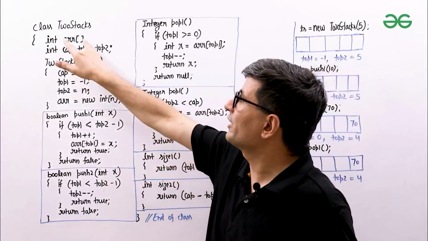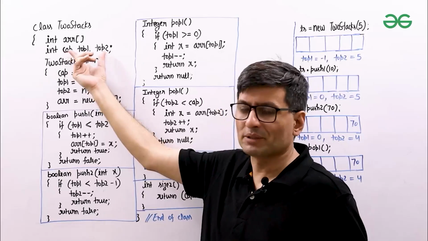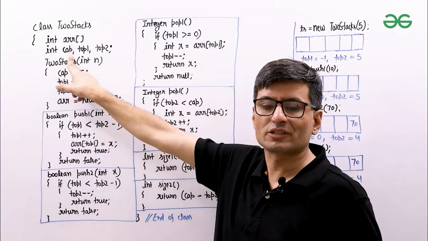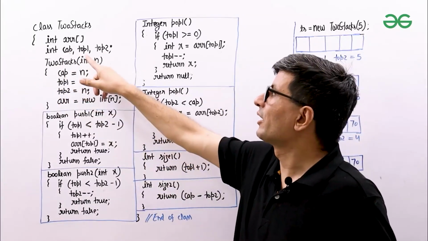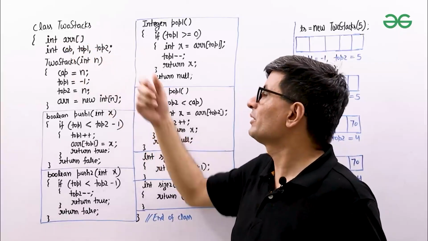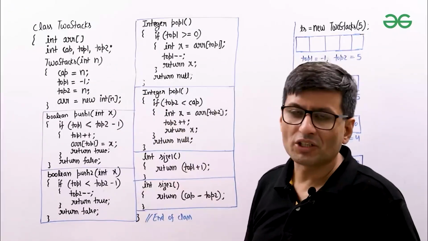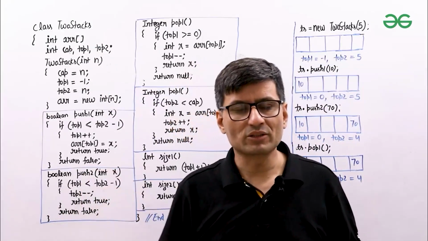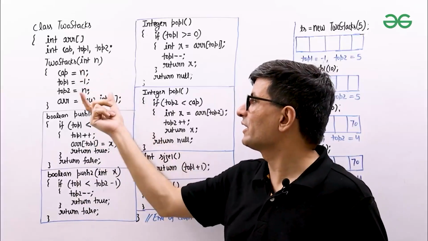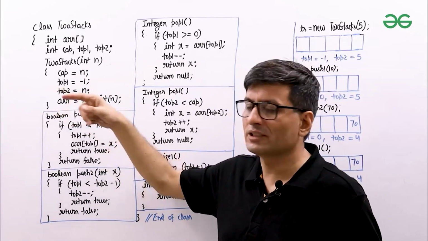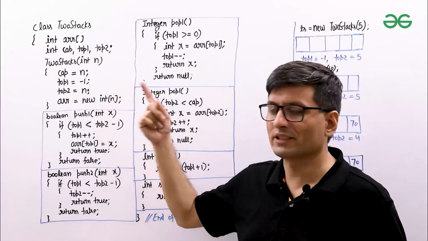We are creating an array and we have these member variables, capacity. Cap stands for capacity, which is the size of the array, right? And top 1 is the top of stack 1, top 2 is the top of stack 2. We initialize capacity as the input provided capacity, which is the size of the array that we are going to create. And top 1 is initialized as -1 and top 2 is initialized as n.